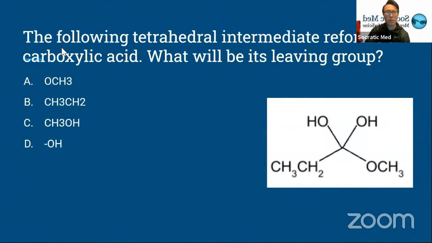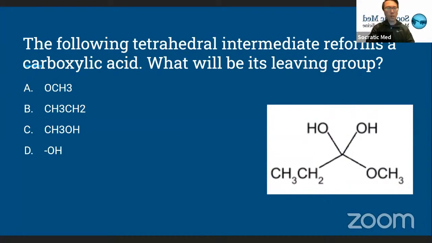I'll give everyone this question. The following tetrahedral intermediate reforms a carboxylic acid. What will be its leaving group? The answer is choice C. As you can see in this molecule, the only good leaving group is this group right here. OHs aren't good leaving groups unless they're protonated, and this alkyl group is not a good leaving group.